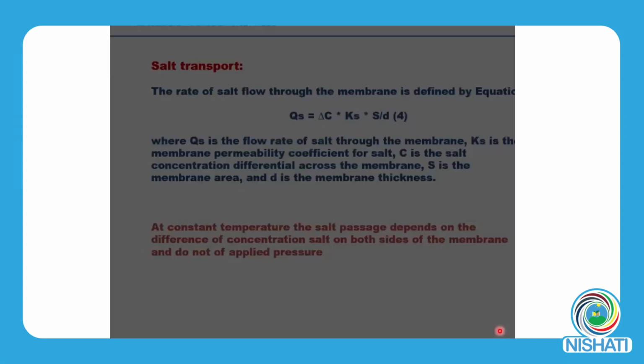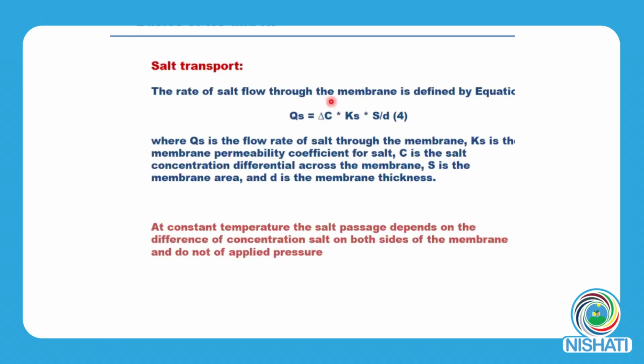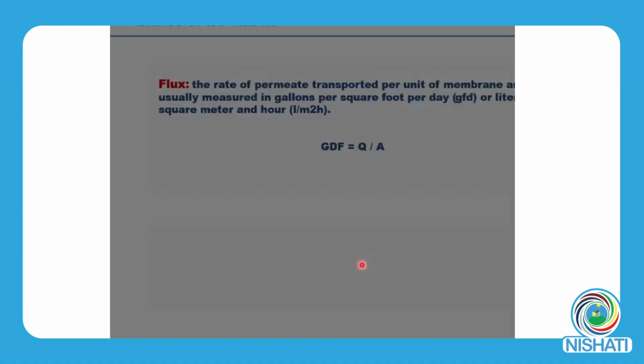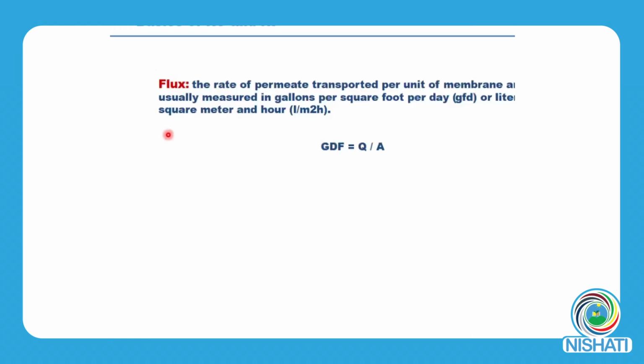So the salt transport in the membranes depends on the difference of salts, the permeability coefficient, the area, and the thickness of the membrane, okay? At constant temperature, the salt passage in the membrane will depend on the difference of concentration, okay? But not on the applied pressure. This is important, okay?